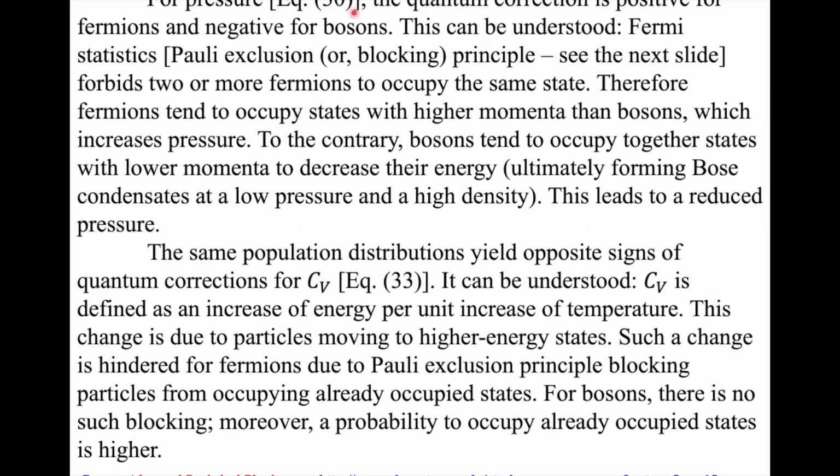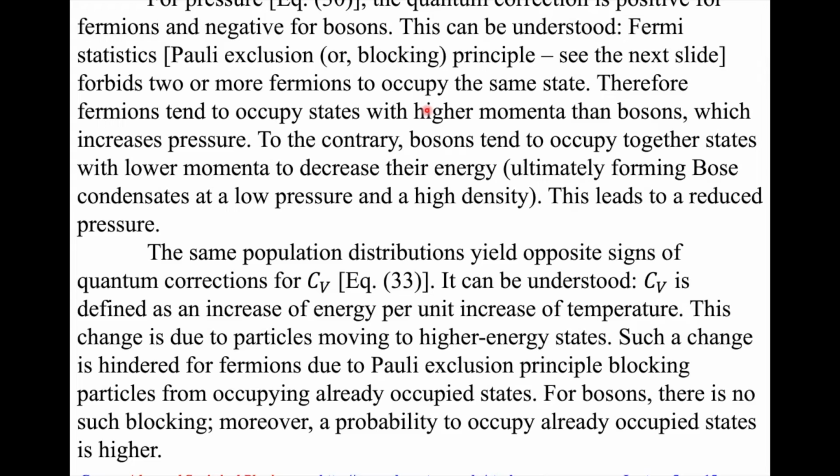So for pressure, the quantum correction is positive for fermions and negative for bosons. This can be understood. Fermi statistics, which implies the Pauli exclusion or blocking principle, forbids two fermions to occupy the same state. The fermions tend to occupy different states. So to decrease energy, they first occupy states with small momenta, and then states with higher momenta, because they cannot all go to small momenta. It's prohibited by the statistics. And going to higher momenta increases pressure.